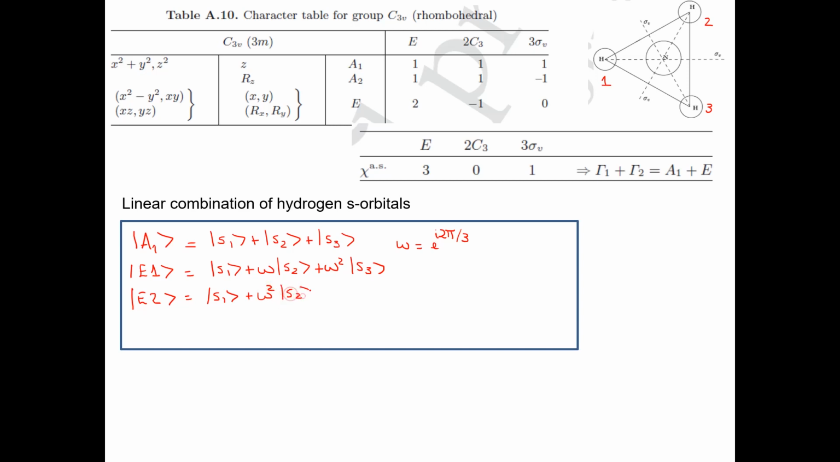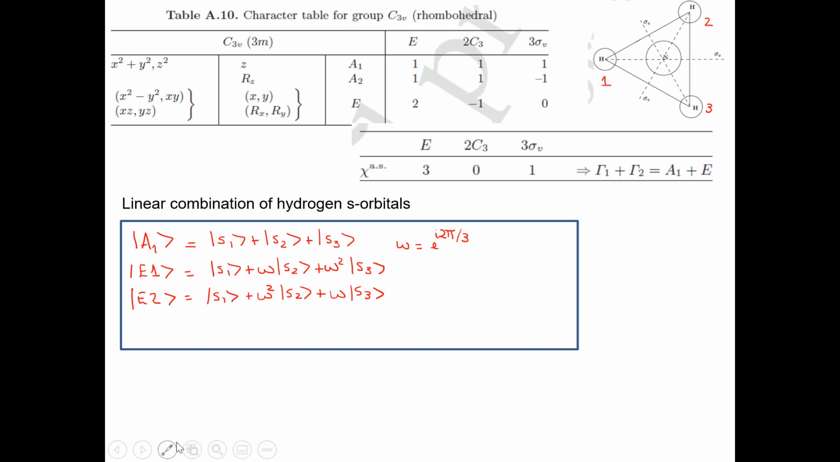Okay, we discussed this last time. This means that in one case I add phase factors of omega going around one way, and in the other case I add phase factors of omega going around the other way. Or, if you want, e to the i 2 pi over 3 going this way, or e to the i 4 pi over 3 going this way. It's the same idea. All right, so this we have seen before.